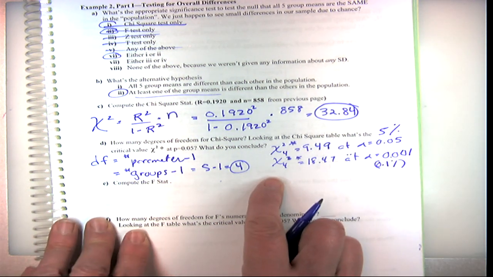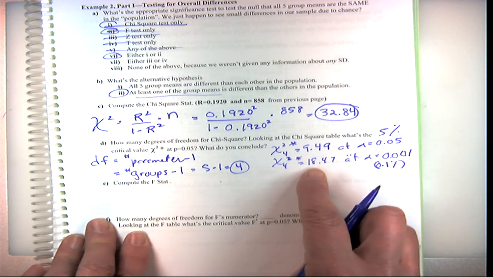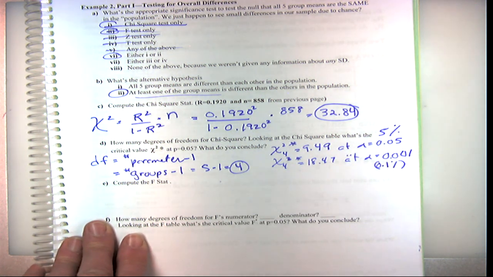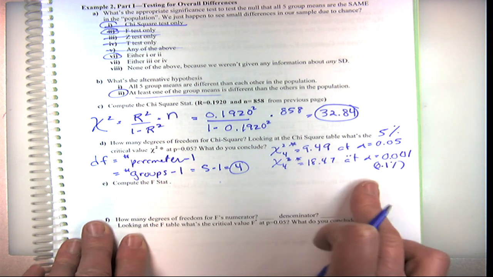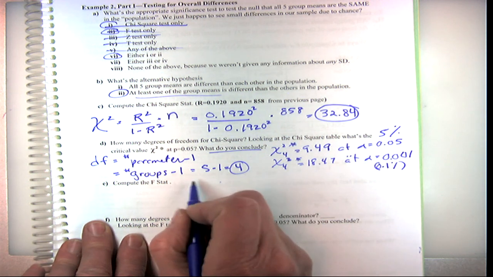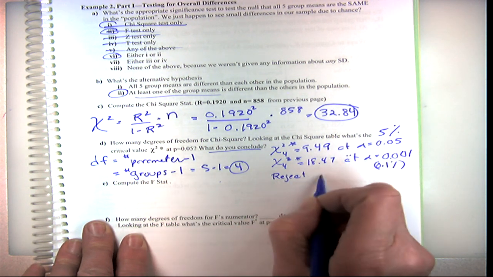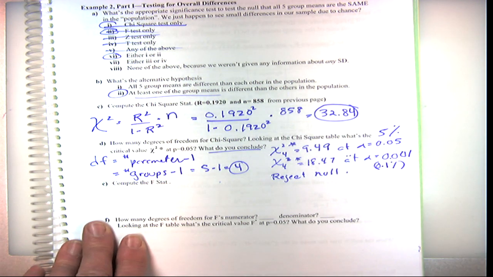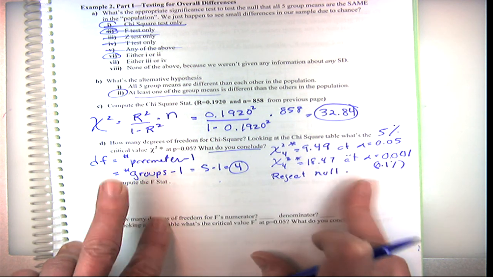So what can we conclude? The conclusion is that at least one of those groups is different than the others, right? So we reject the null and conclude that the alternative holds: at least one of the groups is different. Then we'll look at which ones. We'll do pairwise comparisons to look at each one.